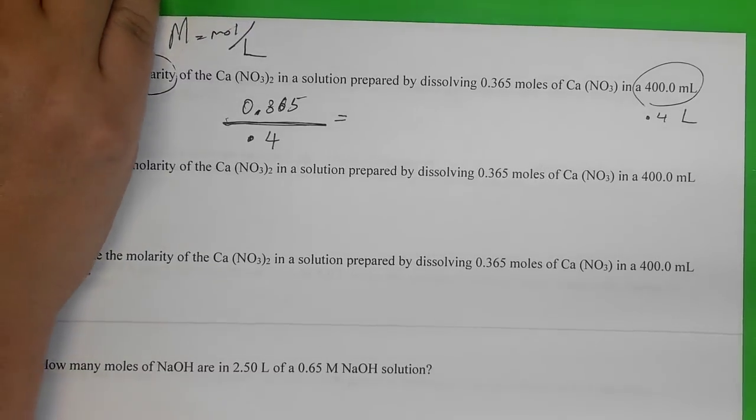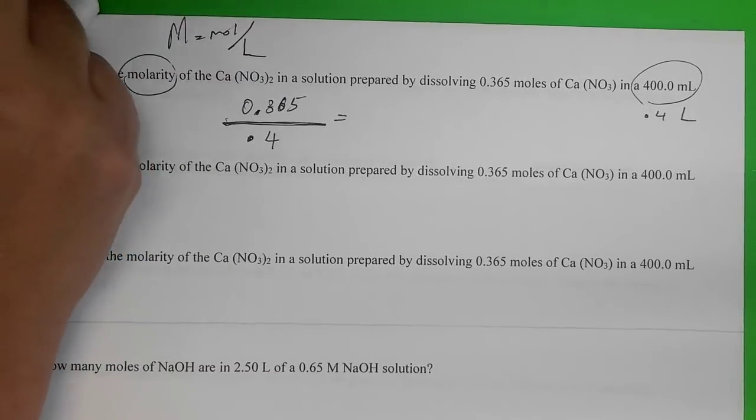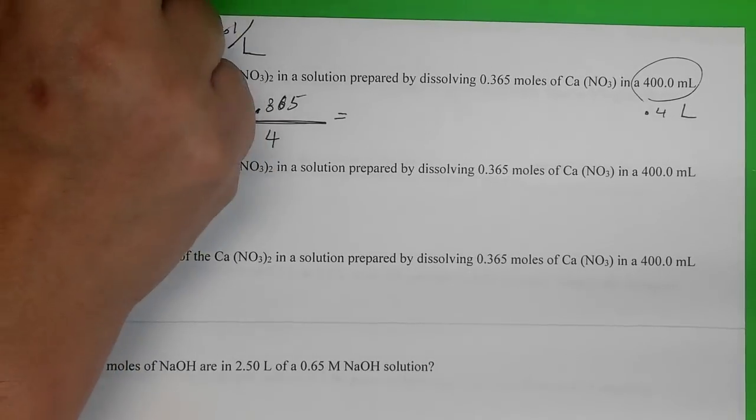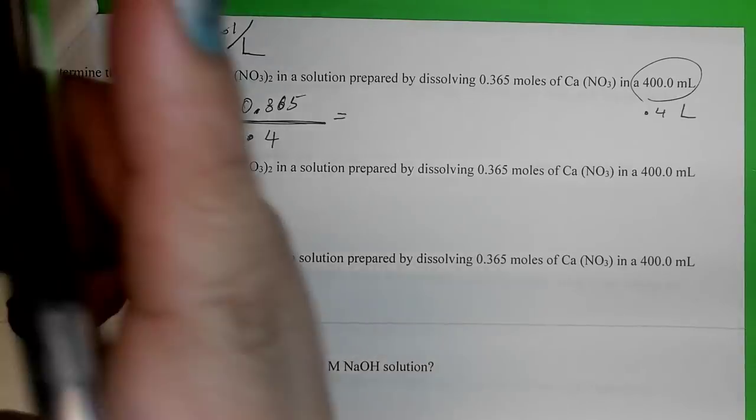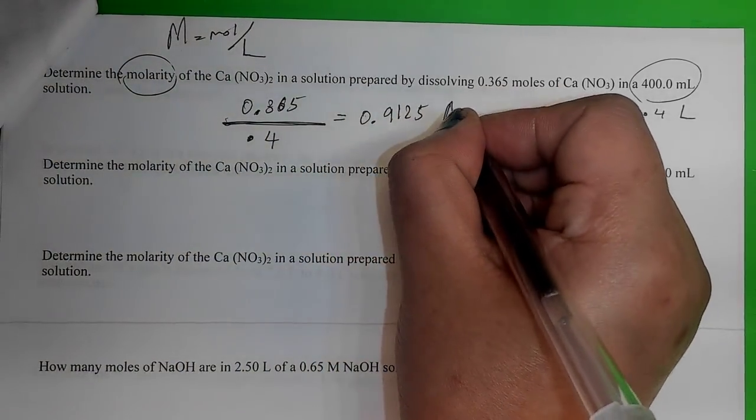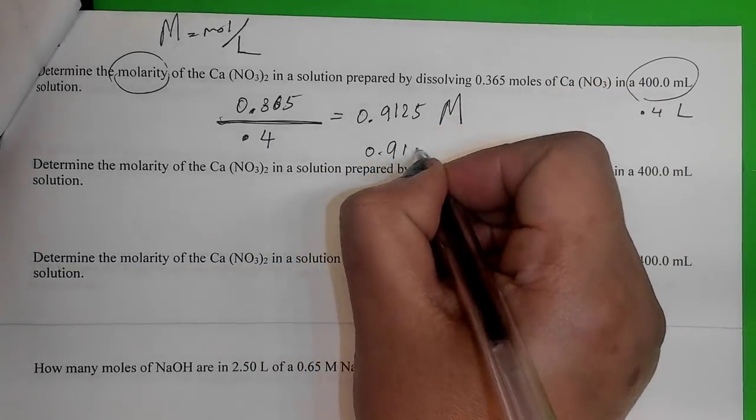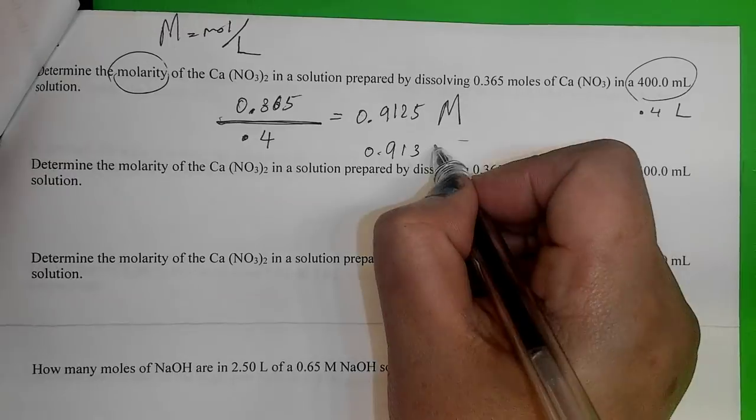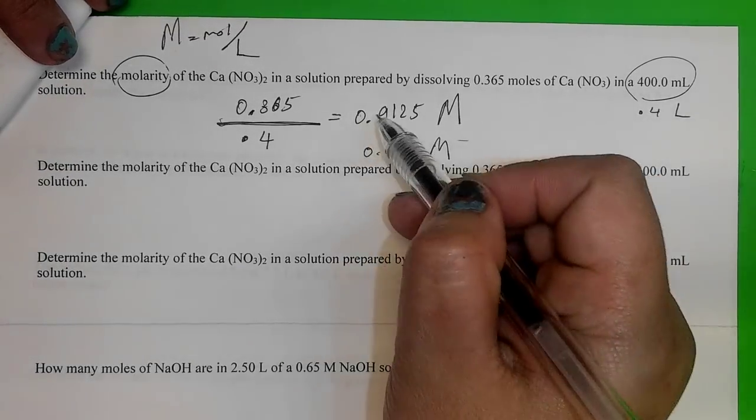Okay, we're going to do the first one, like I said. 0.365 divided by 0.4. You're going to get 0.9125. That's going to be the molarity. On the test, I might have rounded and say 0.913. Either way, you'll find the answer. Okay. Make sure it's with the liter and not milliliter. Otherwise, you're going to get a wrong answer.